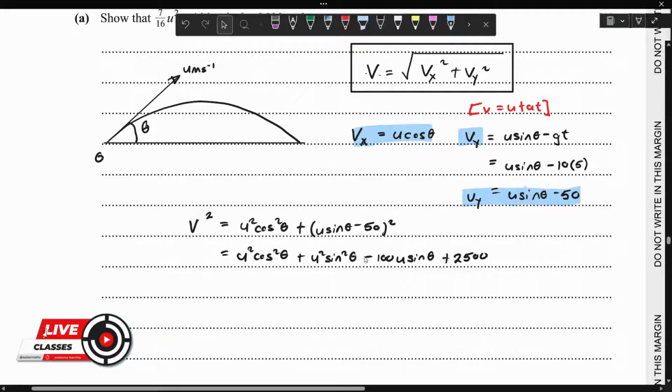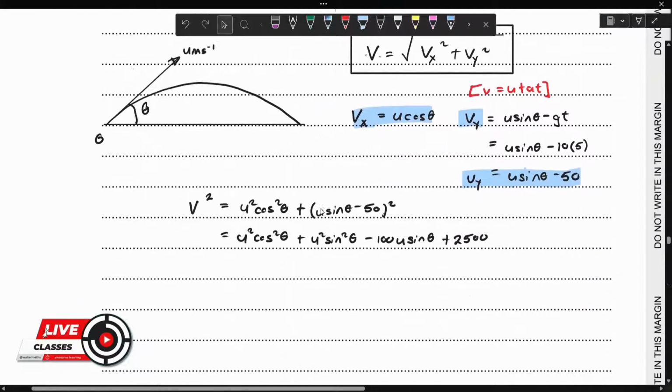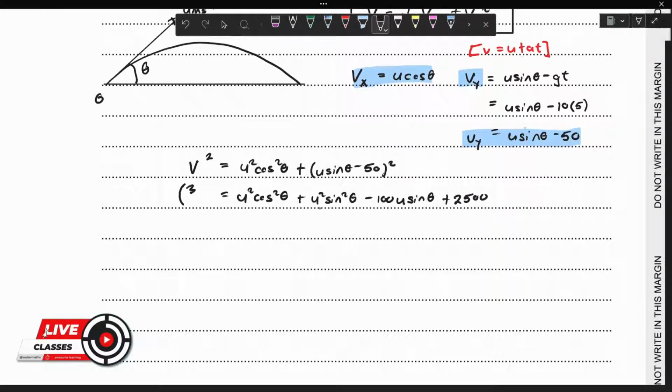Yes. But we've also been told what v is. They said the speed of the particle is 3/4 of u. So we have that on the left side, 3/4 of u all squared, so 9/16 u squared, being equal to the right side. If you look at this too, we can factor out u squared and have cos squared theta plus sine squared theta, which is 1. So we are left with u squared minus 100 u sine theta plus 2,500. Did you get that? Yes, I got that.